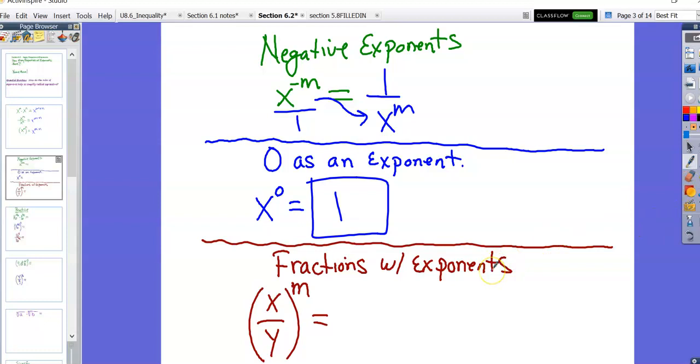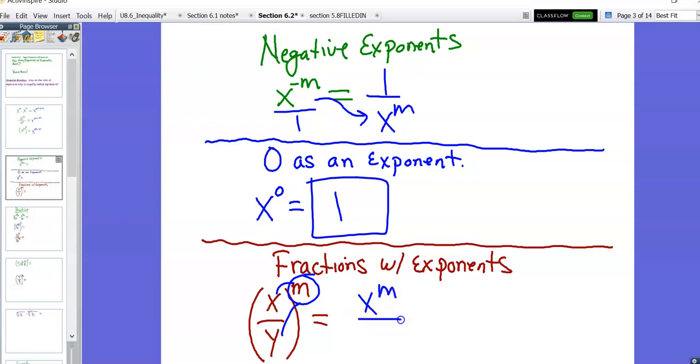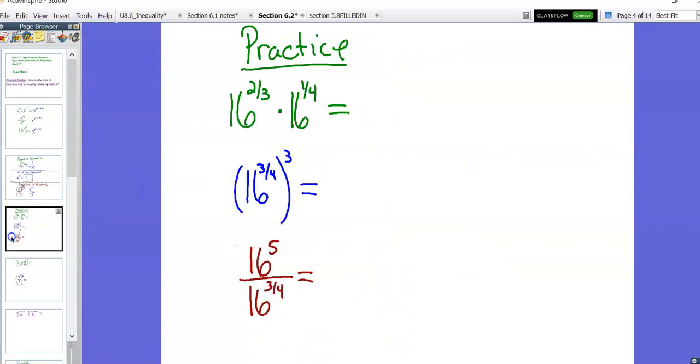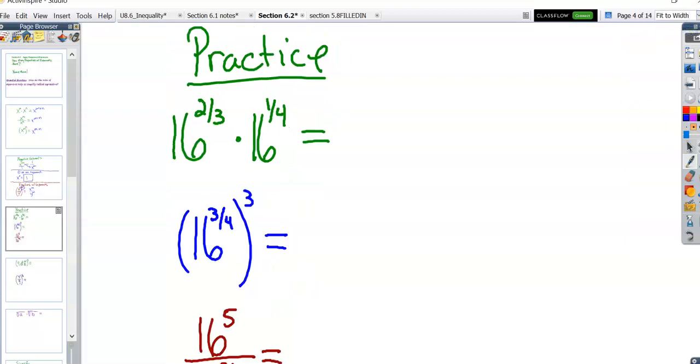And fractions with exponents. All you have to do is distribute the exponent, but be careful, you need to distribute to both the numerator and the denominator. So let's practice. We have 16 to the 2/3 times 16 to the 1/3. The difficult part here will be the fractions. You just have to get a common denominator and add. So I'll do a little bit of side work.